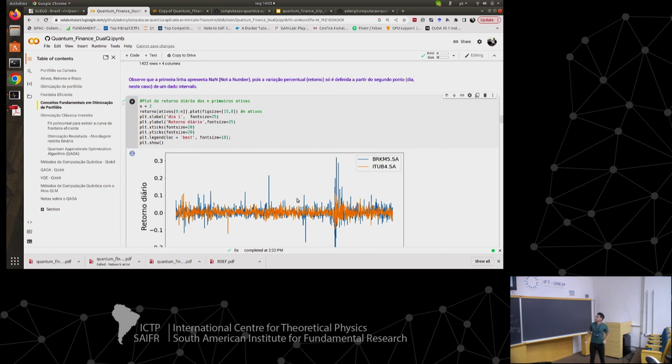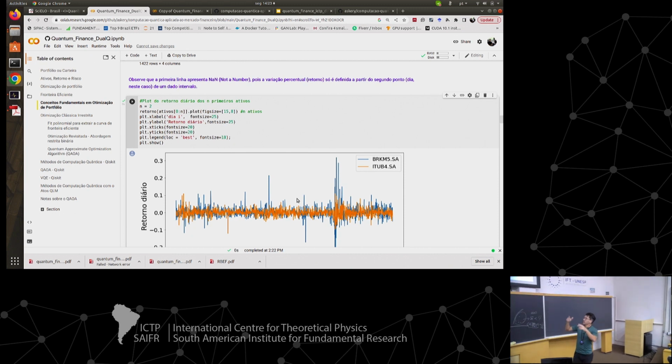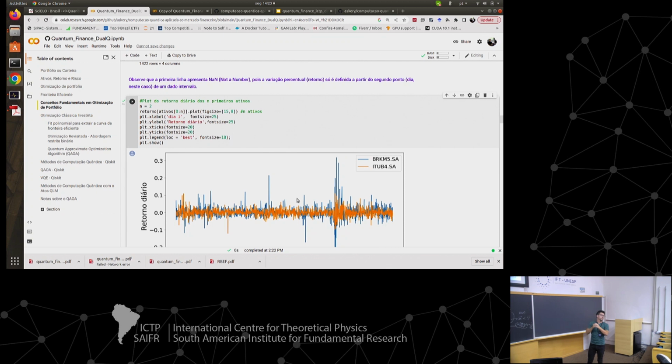And then in here you can see that the dispersion of the blue curve is a bit higher than the dispersion of the orange curve. So it's an indication that the risk, defined as volatility, is higher for the blue one, right?